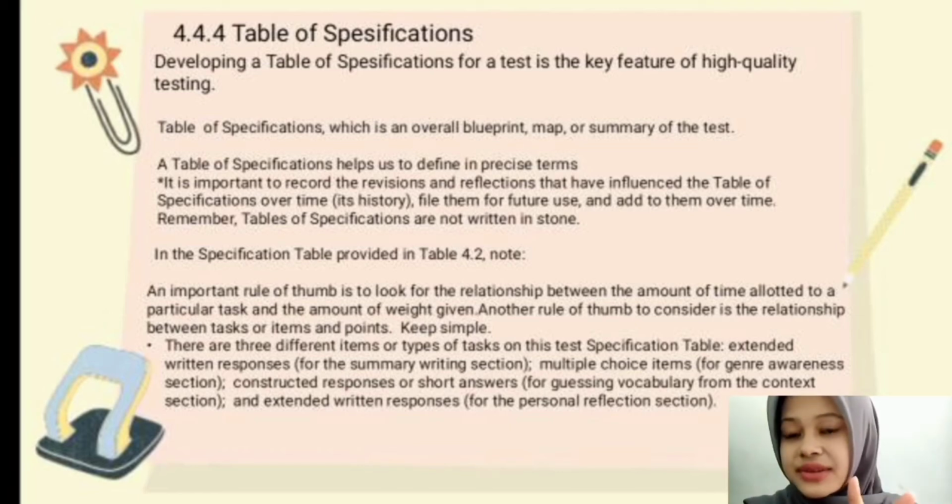There are 3 different items or types of tasks on this test specification table. The first one is extended written response for the summary writing section, and then multiple choice item for the gender awareness section, and then constructed response or short answer for the guessing vocabulary from the context section, and extended written response for the personal reflection section. I think that's all for me.